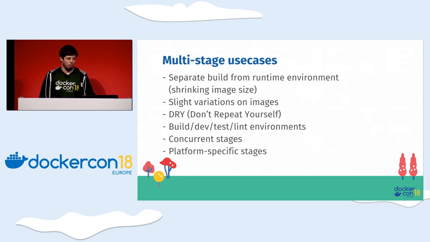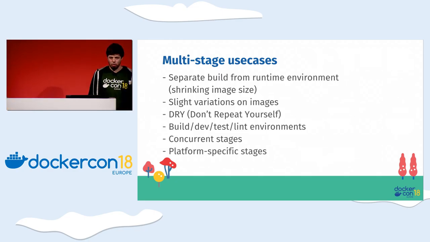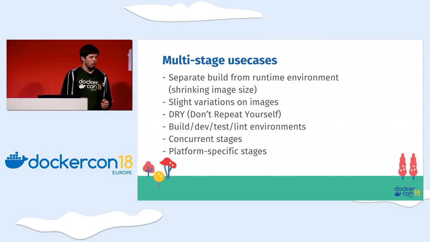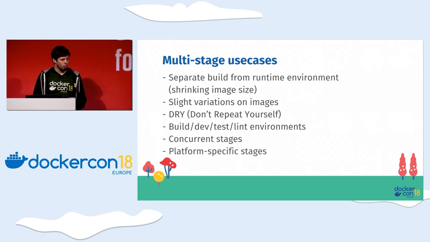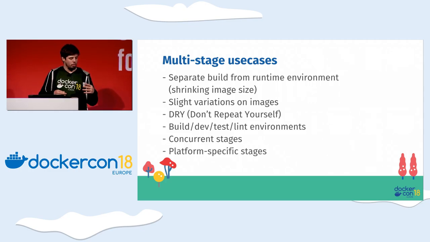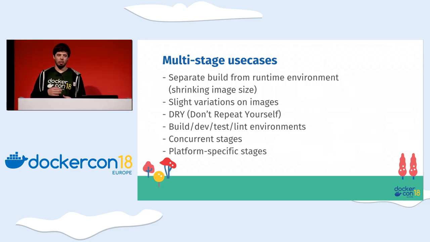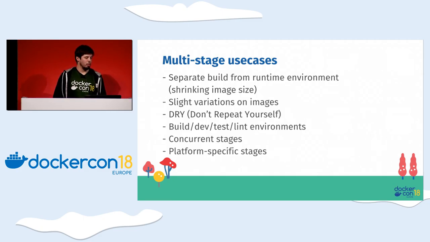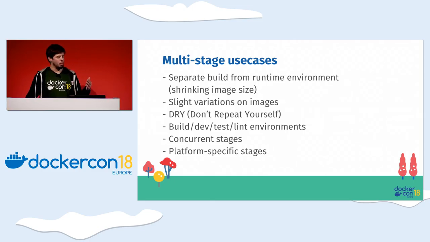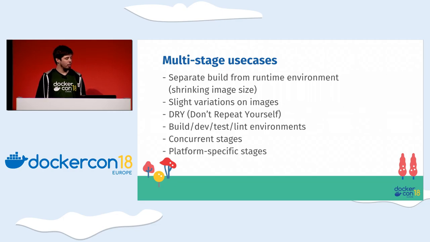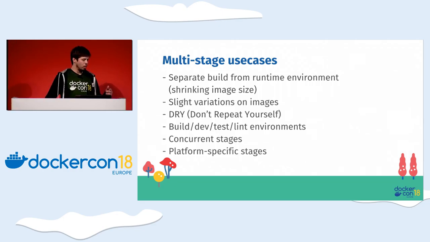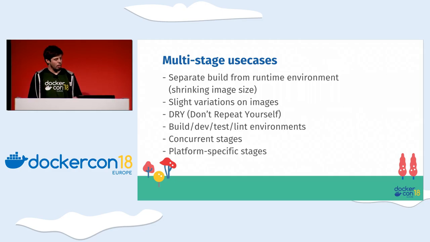So there's a bunch of things you can do with multi-stage. The first one, which you already saw, is to separate the build and the runtime environment, which allows you to shrink the image size, right? Another one is to do slight variations on images, also refactoring some parts of your Dockerfile if it's more maintainable. Also, it allows you to have different environments, like build, dev, and test. Concurrent stages as well, which I'll show you later, and platform-specific stages. So I just wrote a couple of use cases for multi-stage here to give you an idea.